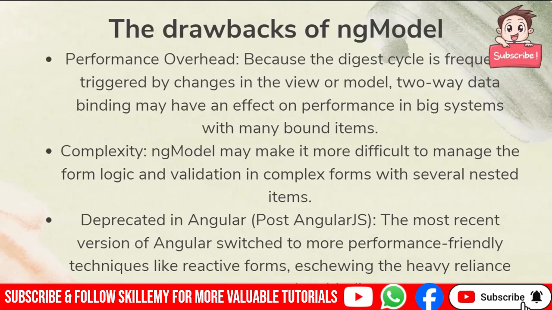The drawbacks of ng-model. Performance overhead. Because the digest cycle is frequently triggered by changes in the view or model, two-way data binding may have an effect on performance in big systems with many bound items.